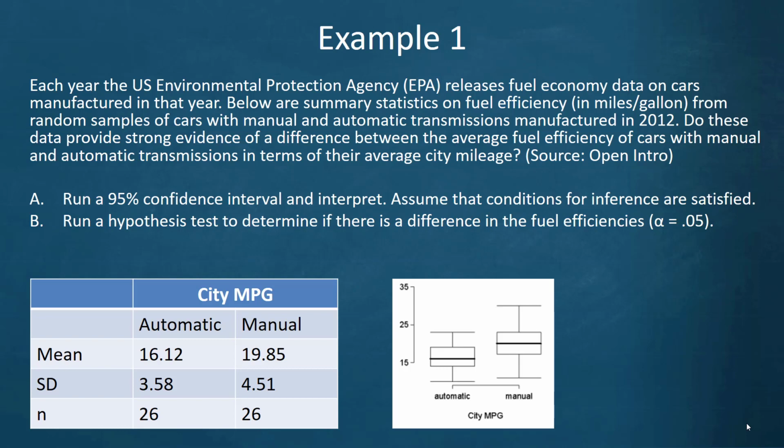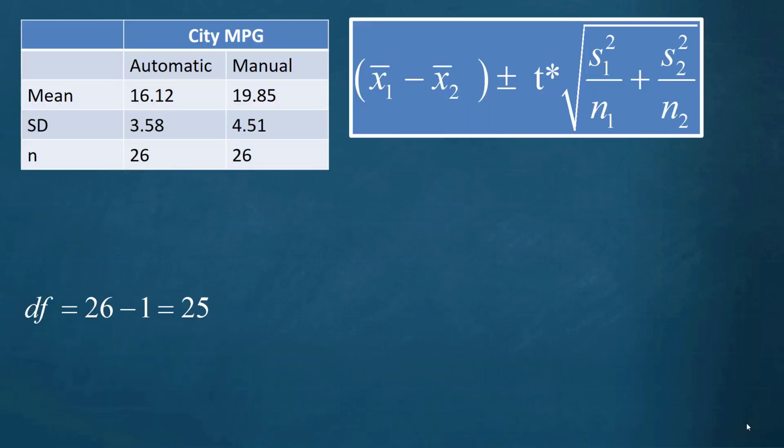And then we have a sample of 26 from both of these. Standard deviations look roughly the same, 3.58 and 4.51. And I've given you the box plots as well. Okay, so I'm going to show you one using the formula, which we generally aren't going to do in here. And then I'll show you on the TI calculator, and then I'll show you on StatCrunch.